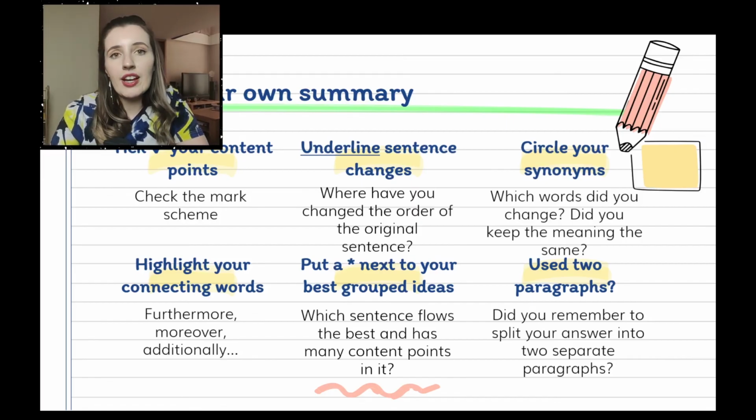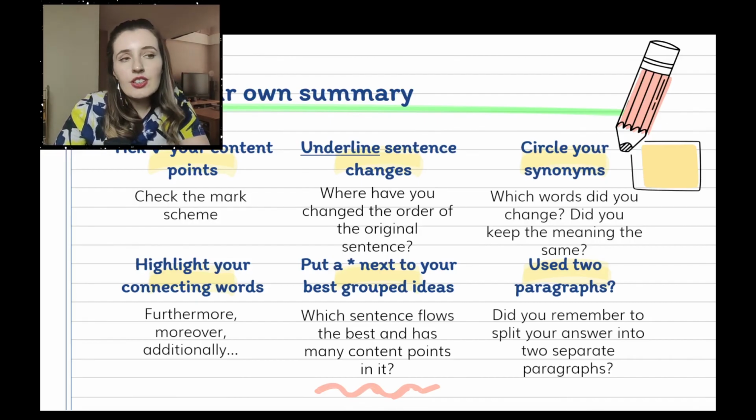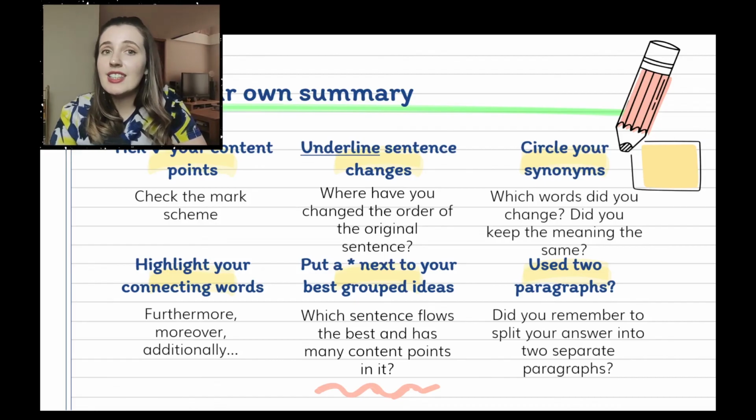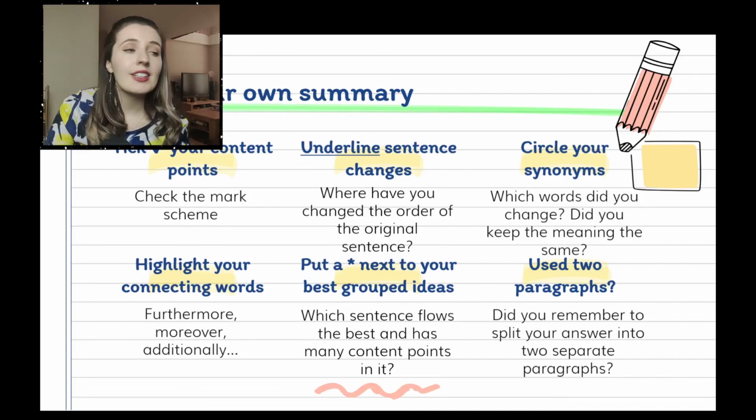What I want you to do now is to go back to your own summary and mark it. So can you tick where you got the content points? Make sure you check the mark scheme. Can you underline any sentence changes? So where have you changed the order of the original sentence in the article? Can you circle any synonyms that you used? Did you keep the meaning the same? Did you accidentally change a noun? If so, make sure you go back and change it back.